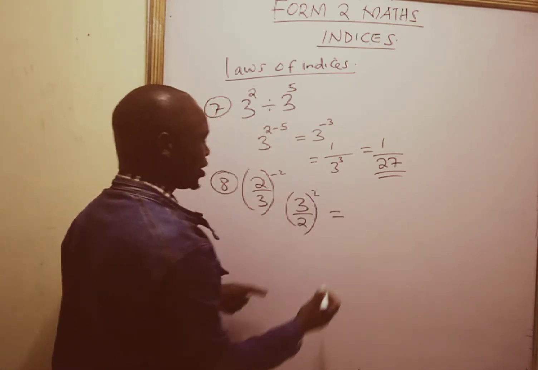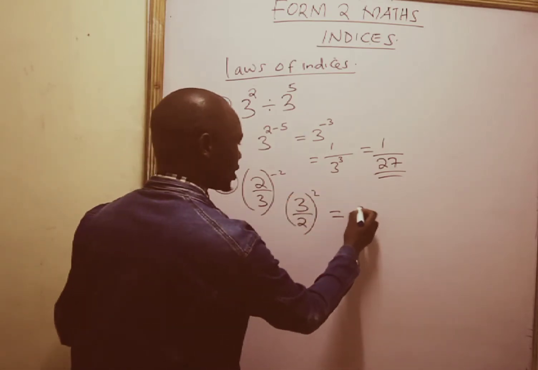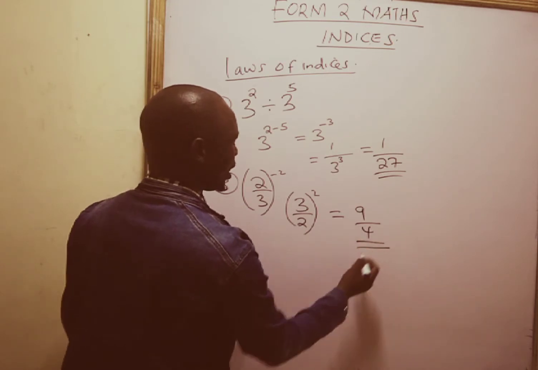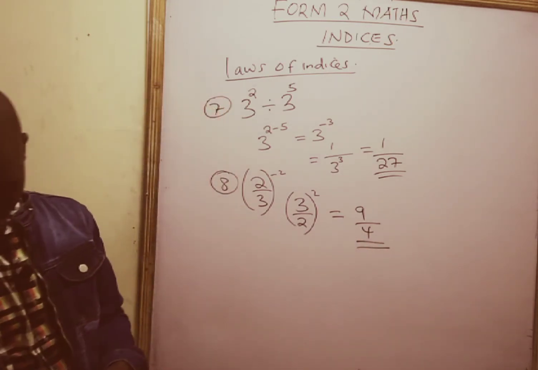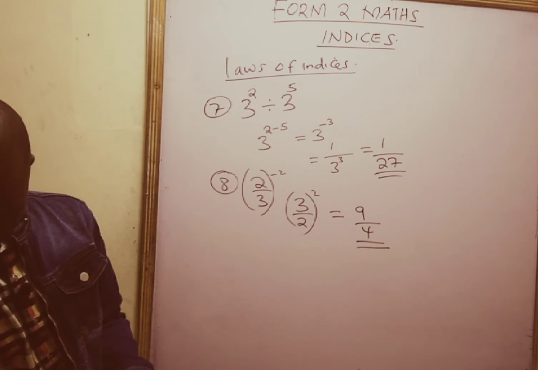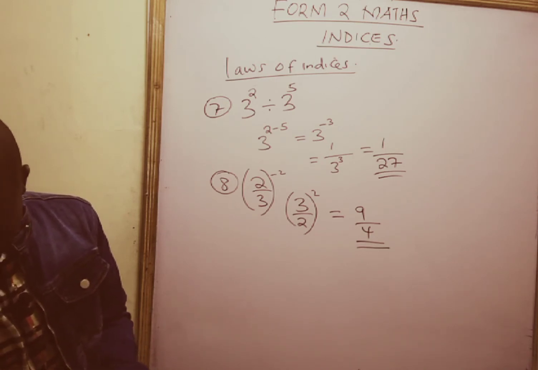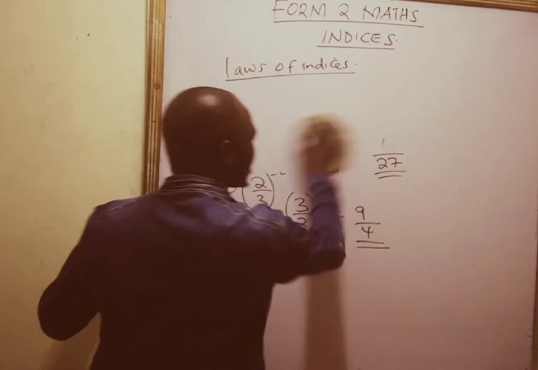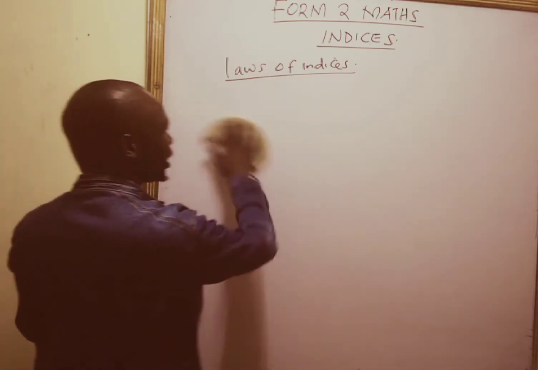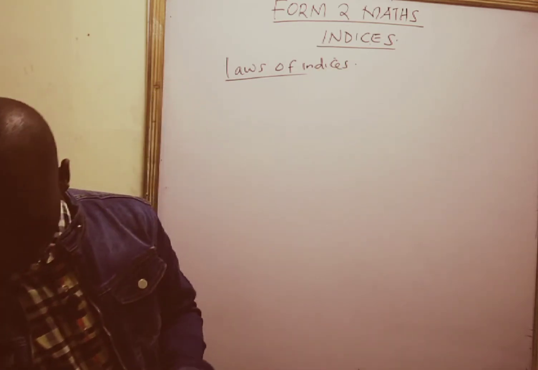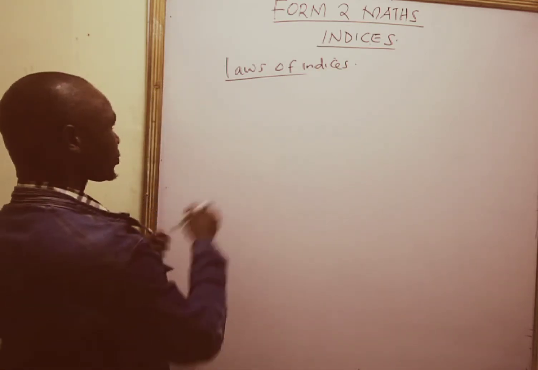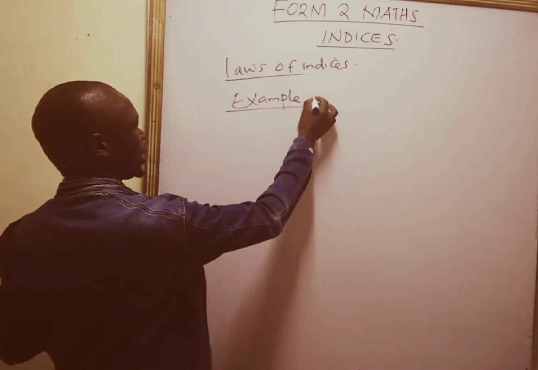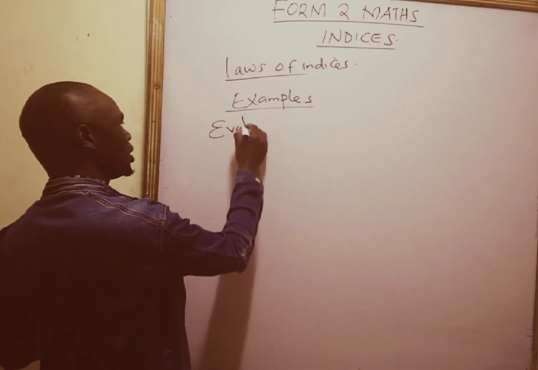If you simplify this, we are going to have 3 squared giving us 9, divided by 2 squared will give us 4, and that becomes our answer. Anyway, so moving forward, we can now look at some of the examples of what we have done. Example 1, examples you can be told to evaluate.